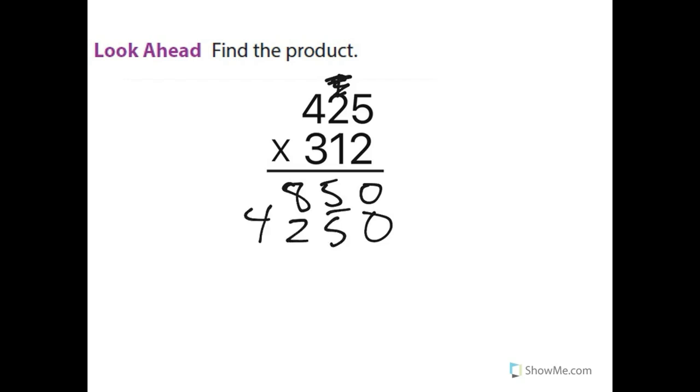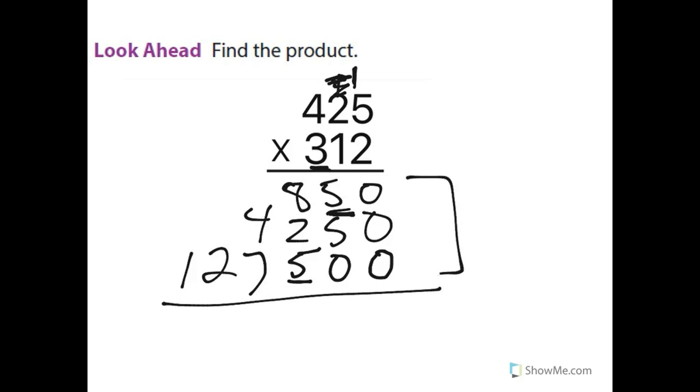Now, where are we at now? What place is that 3 in? It's in the hundreds place. So, we need to put our place value in the hundreds place, and we do that by having 2 zeros here so that our first digit here can be in the hundreds. So 3 times 5 is 15. Carry that 1. 3 times 2 is 6 plus 1 is 7. 3 times 4 is 12.